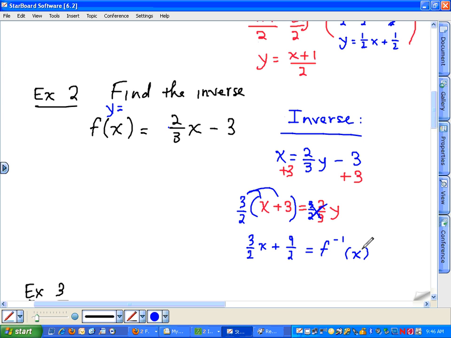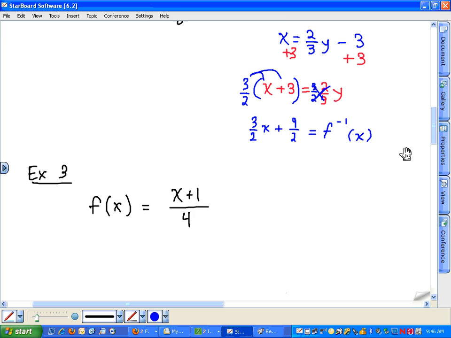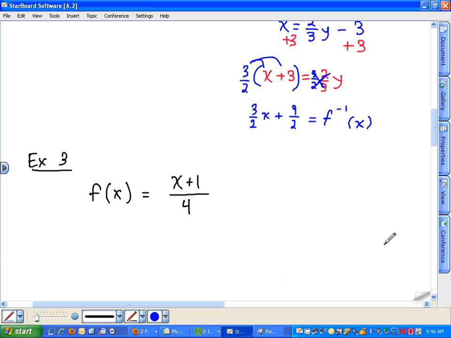All right. We're going to do one more quick one, and then we're going to give you about 15 minutes to work on your assignment. The assignment's short. It only has like 13 problems. There's one more section we're going to get to after that. Here's example 3. Same directions. Find the inverse.